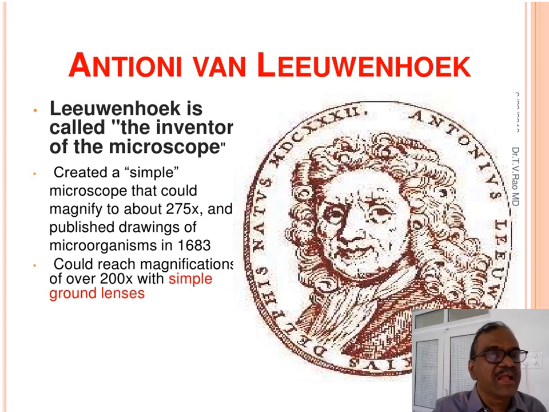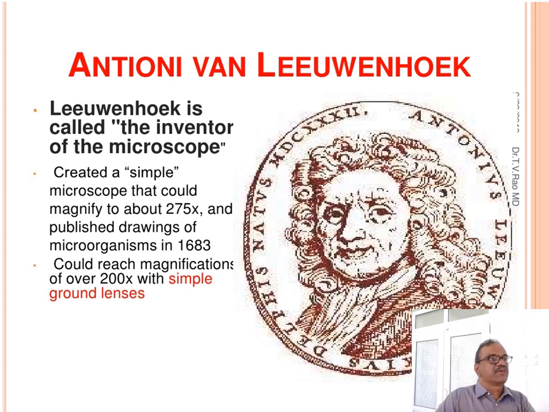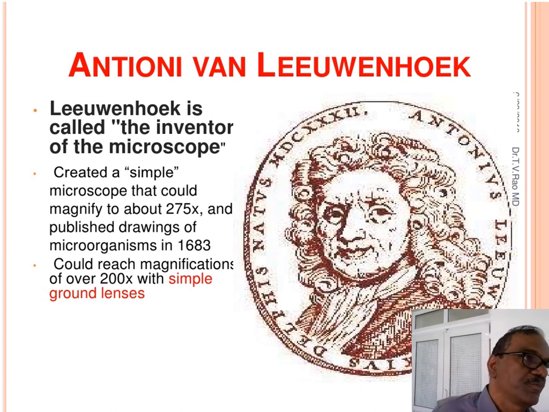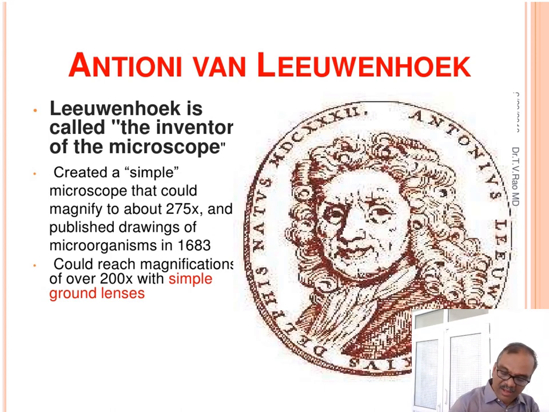So he made a simple microscope that could magnify about 275x, and he published. See that? Once you record the observation in your scientific journals, only then will your discovery, invention or innovation be taken care of. So in 1683 he published that paper, and he said that with a simple microscope it is possible to see objects at a magnification of 200x. This is the claim of Antony van Leeuwenhoek, so he is the inventor of the microscope.